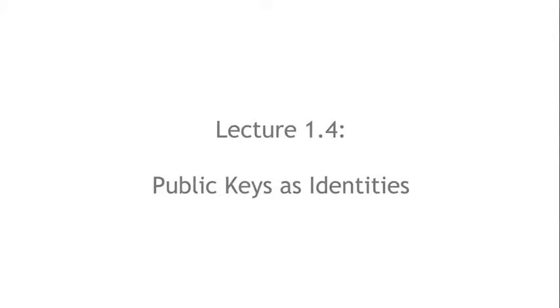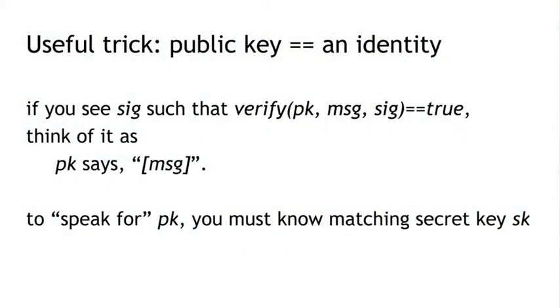In segment 1.4, we'll move on, having covered digital signatures, and talk about a nice trick that goes along with digital signatures. And the useful trick is this. The idea is to take a public key, one of those public verification keys from a digital signature scheme, and equate that to an identity, that is, an identity of a person or an actor in a system.